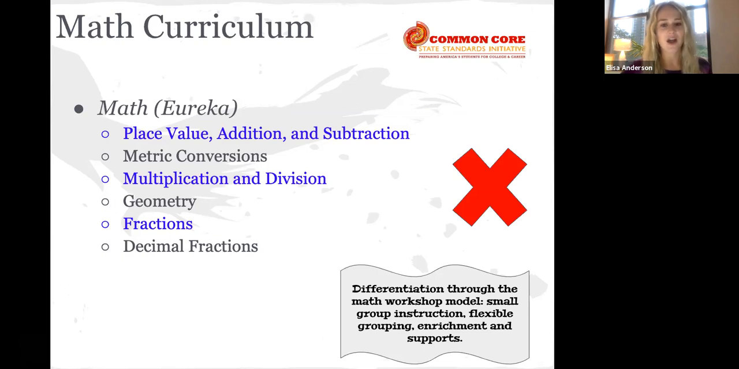Your students will hear from Mr. McCauley and me talk about multiplication facts, multiplication facts, multiplication facts all the time, and division as well. So these are the topics that we're going to be covering here.